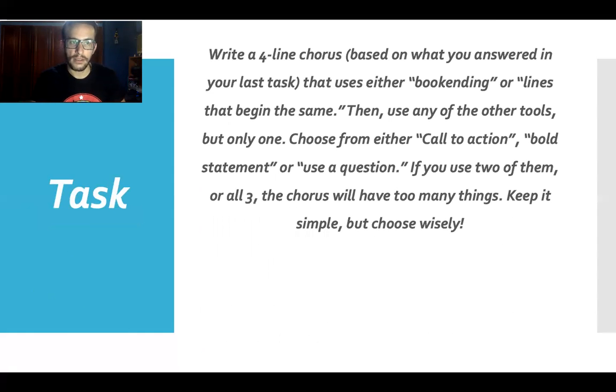Now, your task is going to be writing a chorus. Write a 4-line chorus based on what you answered in your last task, based on the theme and the story. Think about what you want to say and put that into the chorus. First, you can decide if you want to use the book ending form or the lines that begin the same form. It can be one or the other. It cannot be both. It has to be one.